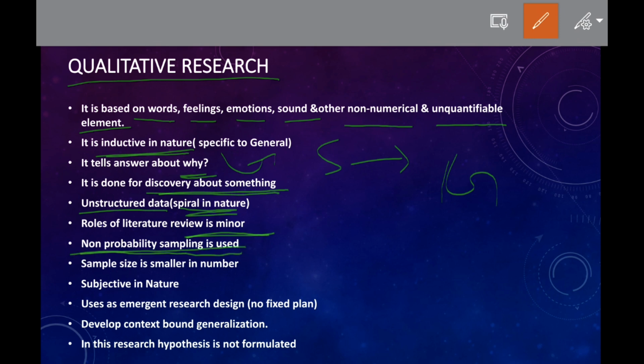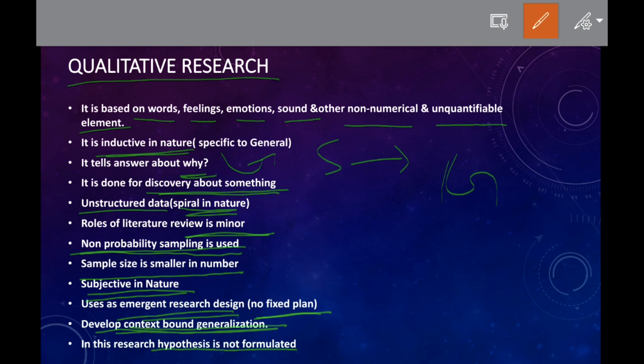Non-probability sampling is used. Sample size is smaller in number. It is subjective in nature. It uses an emergent research design, when there is no fixed plan. Then it develops context bound generalization. Remember it, context bound generalization. In qualitative research, if the question asks which generalization term exists, you have to go with context bound generalization. In this research, hypothesis is not formulated, because review of related research is not a major part here. You also have to consider that hypothesis is not formulated.